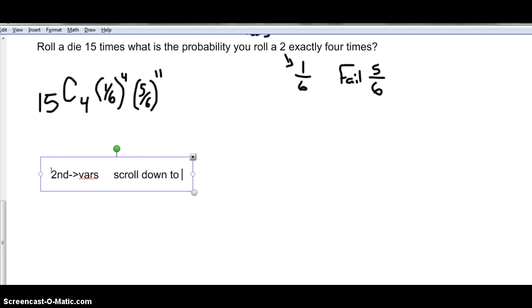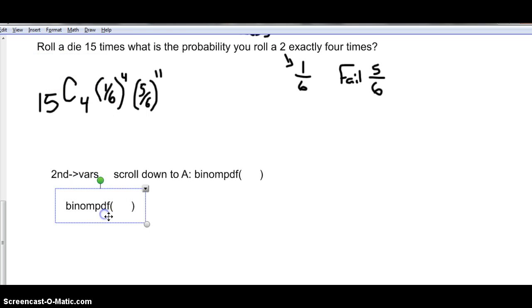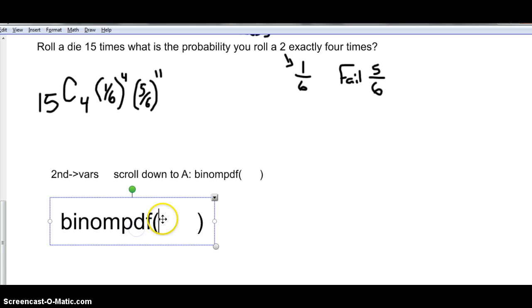and there's 2 of them that we will use today. The one I want to look at is A. It's binomPDF. So once you scroll down to A, hit enter on that one. There are a couple of things that we have to enter, because it just comes up like this, and it doesn't ask you for anything. We need to enter them, and so here's the setup.